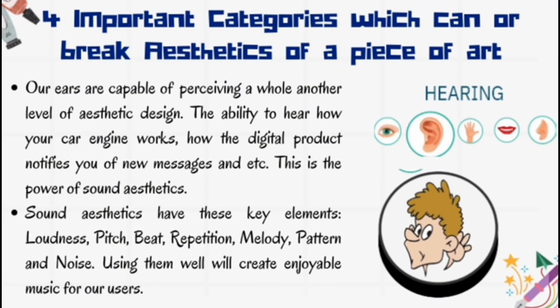Next one is hearing. Our ears are capable of perceiving a whole other level of aesthetic design: the ability to hear how your car engine works, how a digital product notifies you of new messages, and etc. This is the power of sound aesthetics. Sound aesthetics have these key elements: loudness, pitch, beat, repetition, melody, pattern, and noise. Using them, we will create enjoyable music for ours.